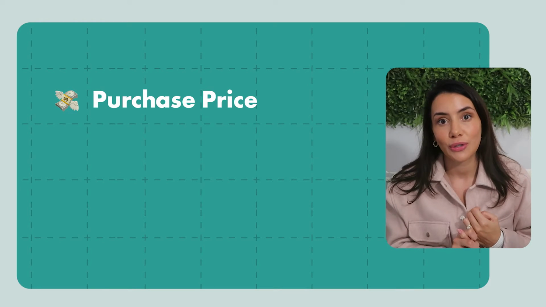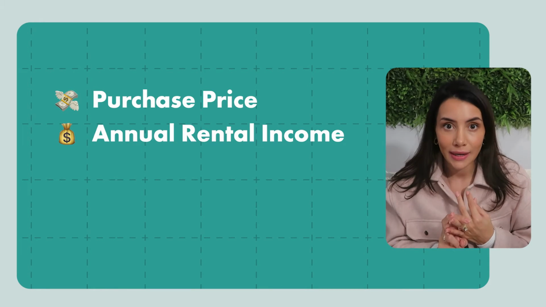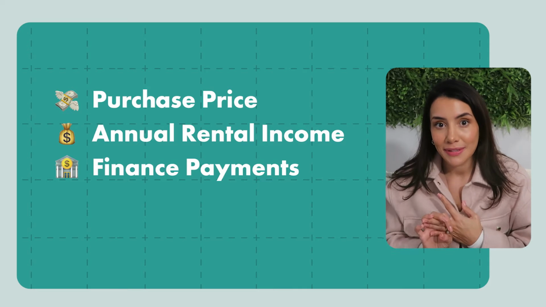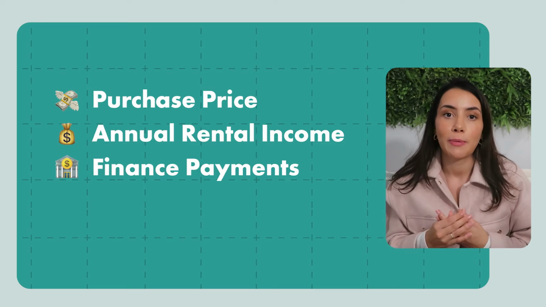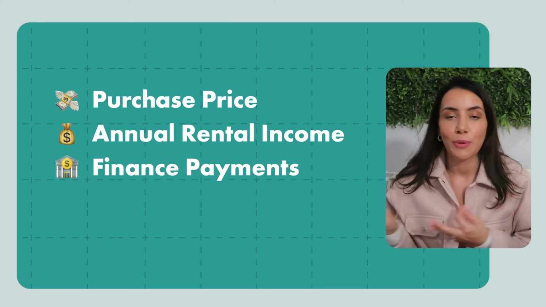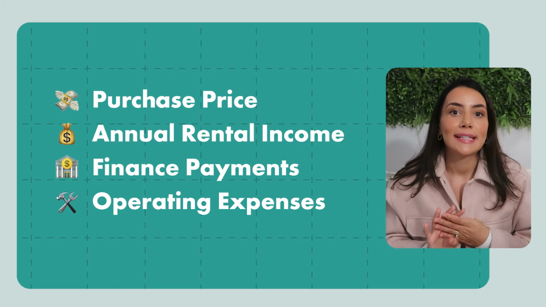So to calculate the net yield, there are 4 figures that you need to know. Number 1, the purchase costs. 2 is the annual rental income. 3 is the finance payments if you've used a mortgage to buy the property. This doesn't count if you've bought it in cash. And number 4 is the operating expenses. We'll need to itemize the expenses on a monthly basis.